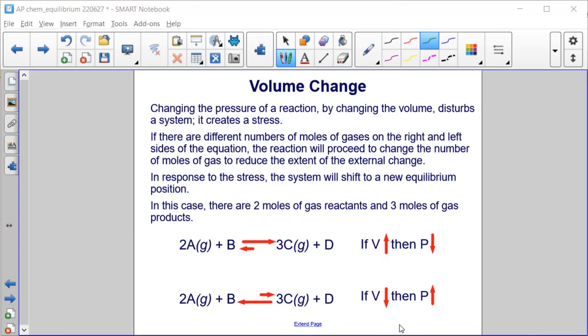If the volume decreases, then the pressure increases. An increase in pressure will shift the equilibrium toward the side of the reaction with the fewer number of moles. In this case, that's the left. So we see the equilibrium position shifting toward the reactants, or toward the left, in order to counteract that increase in pressure.